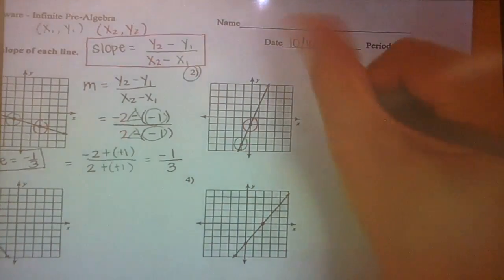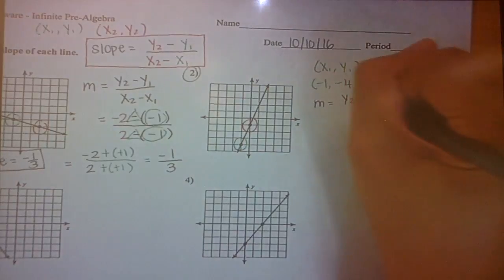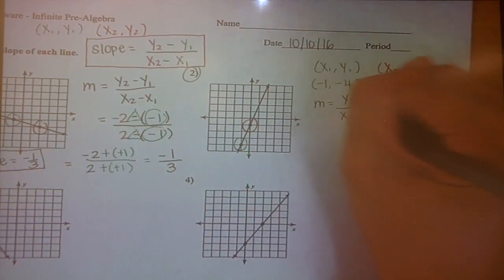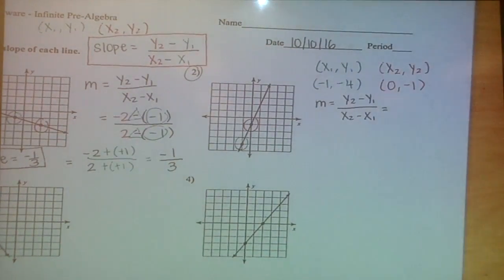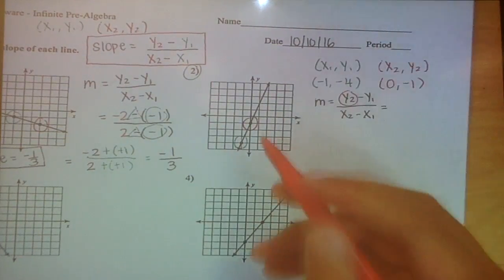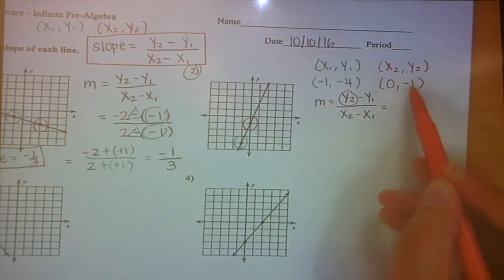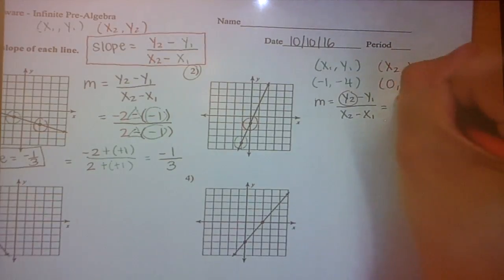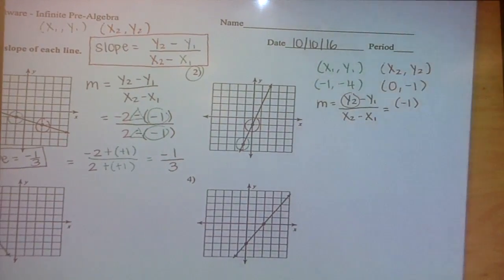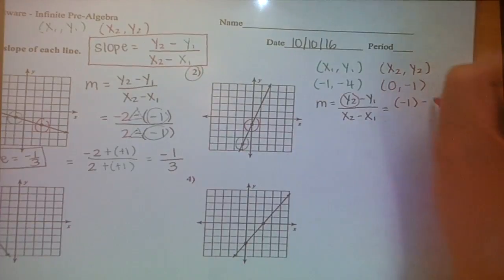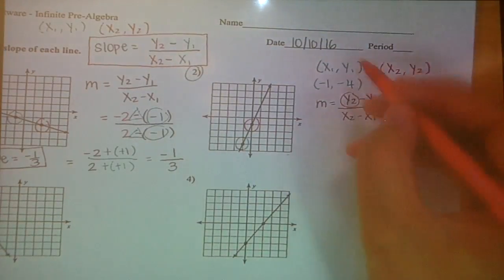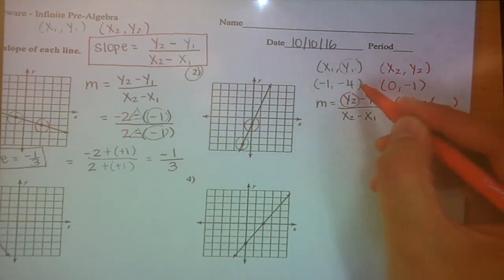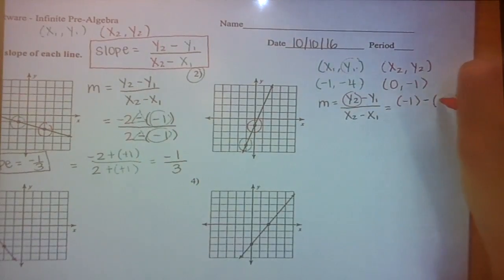So my slope, m equals y2 minus y1 over x2 minus x1. So that's going to be y2 is going to be right here, and I see y2 is negative 1. Parentheses, negative 1. Then I am subtracting, and I'm going to put the next number in parentheses, minus y1. So I'm looking here, y1 is negative 4, so I'm going to put negative 4 in my parentheses.